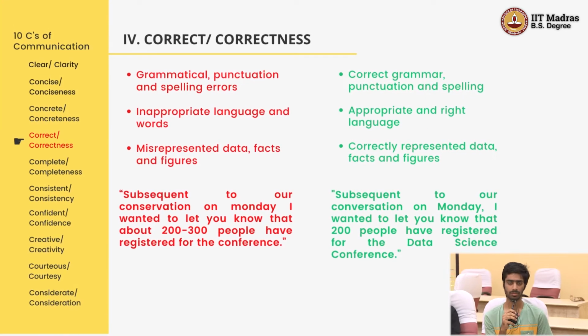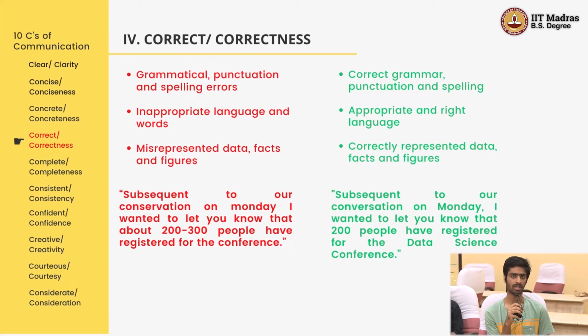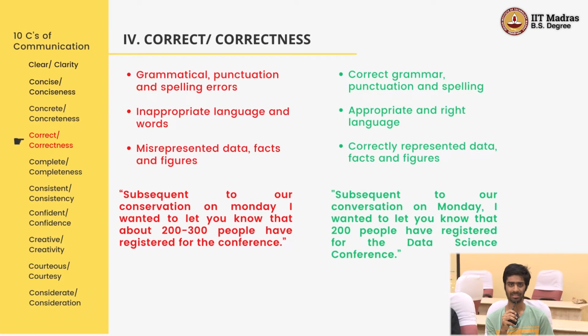The information which you provide should be correct. It should not contain any spelling errors, grammar errors, or punctuation errors. The language and words which you use should be appropriate for the situation you are using them for. The data, figures, and facts which you are representing should be correct and concise. You should not give a vague idea of the data which you are representing.